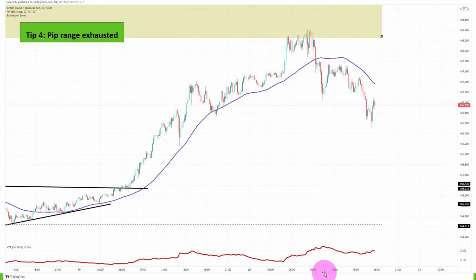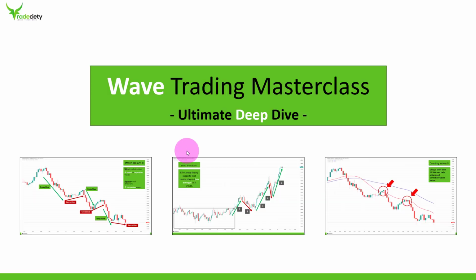So looking at the ATR and how much has a market moved on a given day, the ATR or the exhaustion zone are very, very helpful tools as well. And that's it for my deep dive into wave trading.